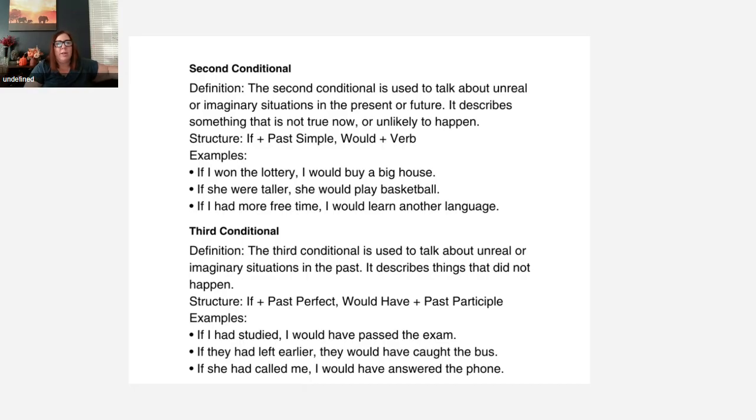So, again, this is all in the past. There is a difference from the second conditional because two parts of the sentence are in the past. If I had studied, I would have passed the exam. I already took the exam. And if in the past I would have studied, it would have been a different result.